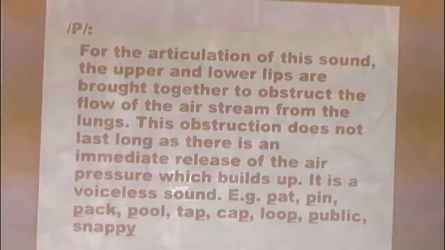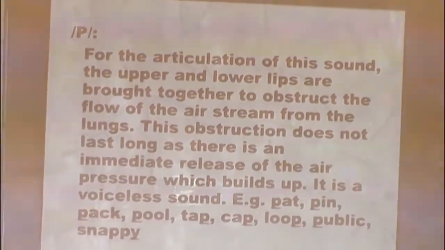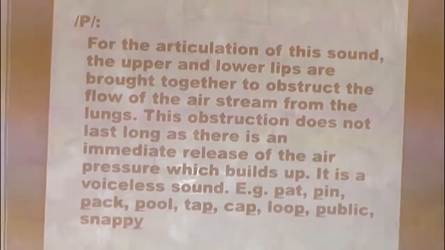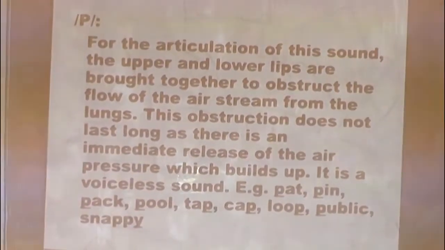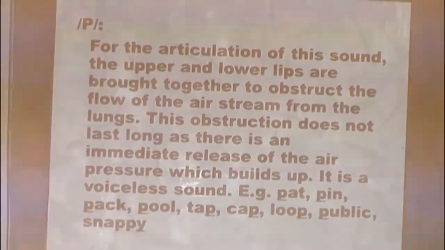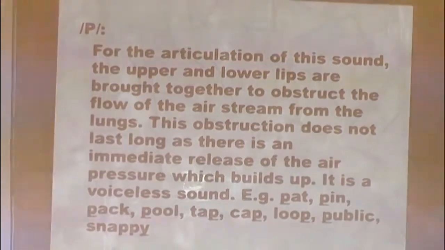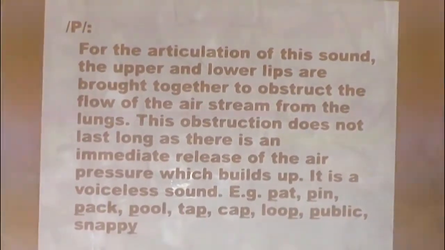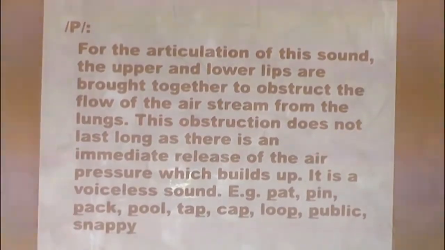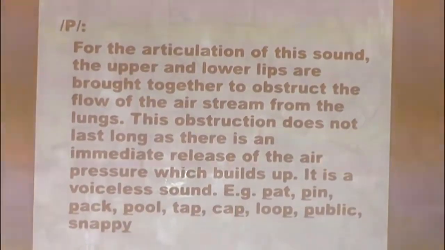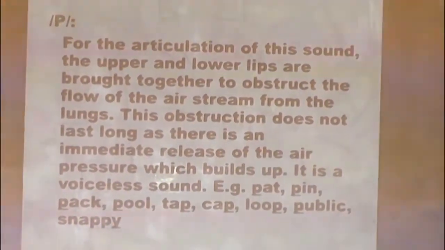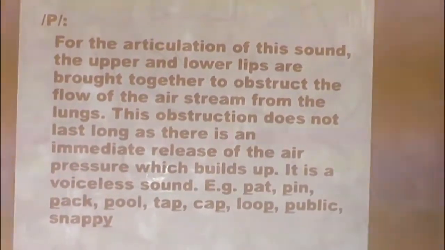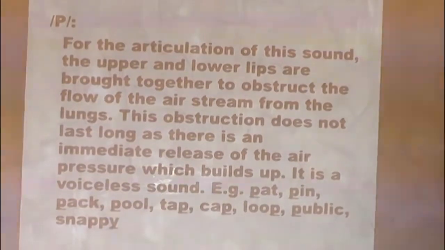Now, for us to articulate this sound, the upper and our lower lips are brought together to obstruct the flow of air, that is the airstream from the lungs. I told you initially that one basic characteristic of consonant sound is that the airstream from the lung is obstructed, if you have not forgotten.